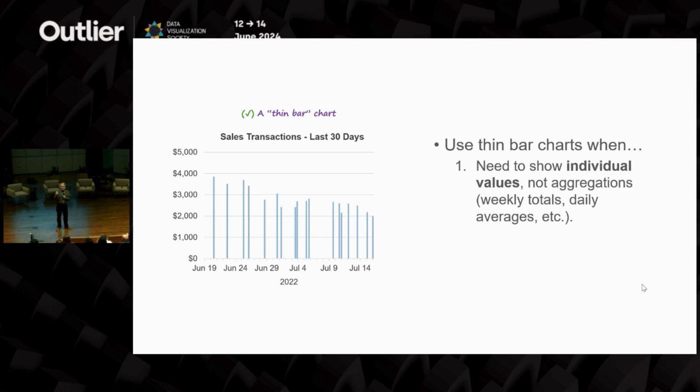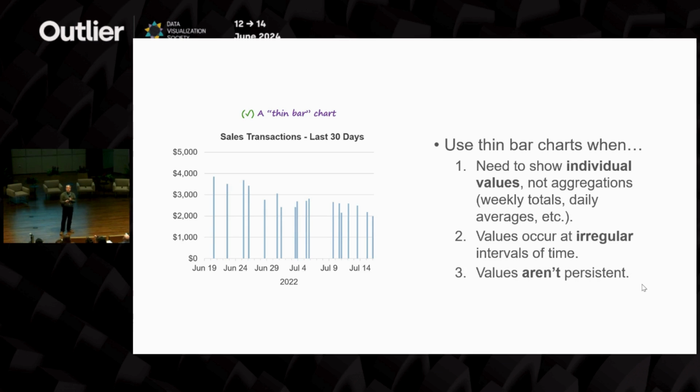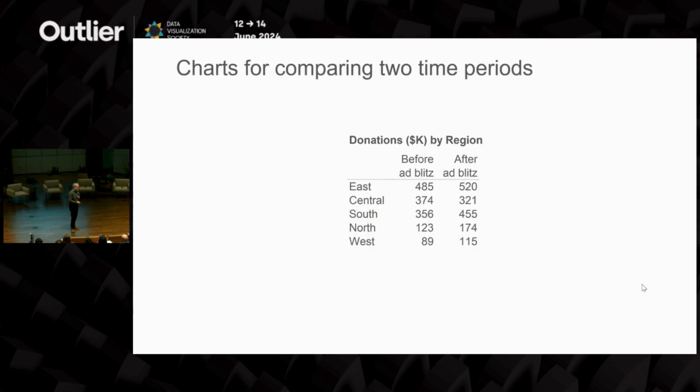Well, it is where, like I said, we need to show individual values, right? We need to say something about individual sales transactions, not daily totals or weekly totals, for example. The values occur at irregular intervals of time. I might have 5 sales in one day and then nothing for 2 weeks, and the values are not persistent. So it's a little different than what we were talking about a few minutes ago. Because a sales transaction, for example, occurs at a single point in time, and then basically there's nothing after that until the next sales transaction. So these are non-persistent values. And so if these 3 conditions apply, you pretty much have to use a thin bar chart. You can't use a standard line chart.